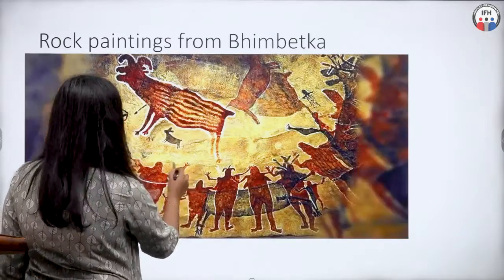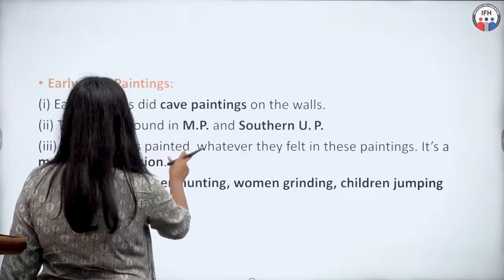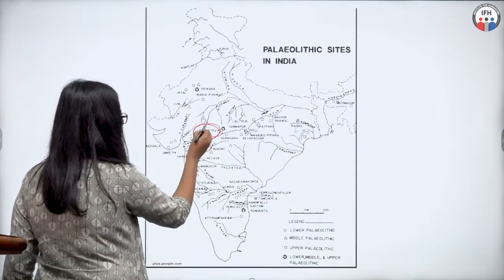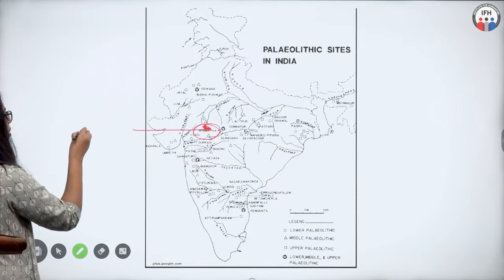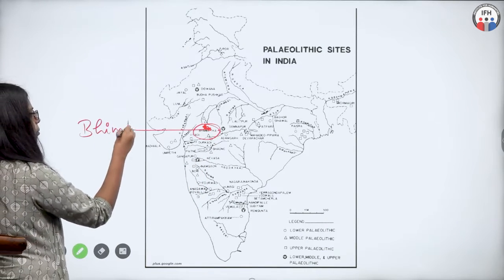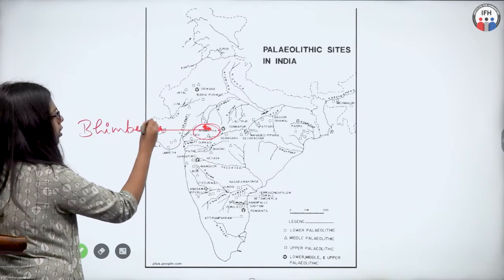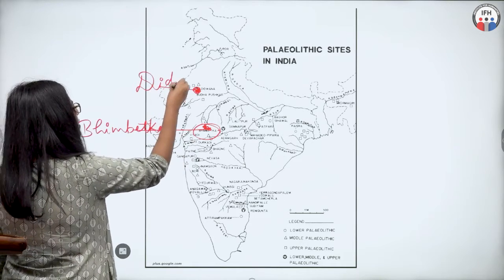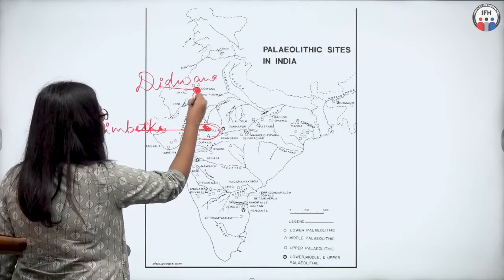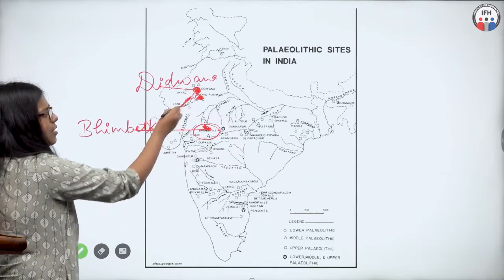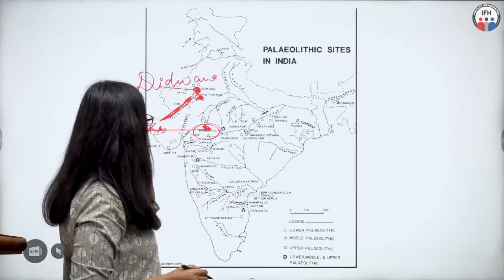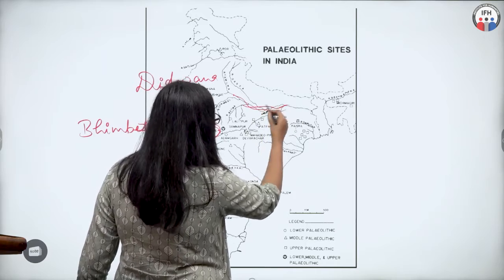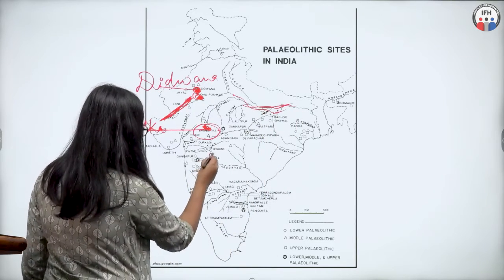Now here, the sites. Bhimbetka. This is where Bhimbetka is. This is Didwana, another important site. This is Budha Pushkar. This is the Luni Valley. This is the river Luni, and here humans were living too. This is the Belan Valley here. Nevasa. This is Nevasa.